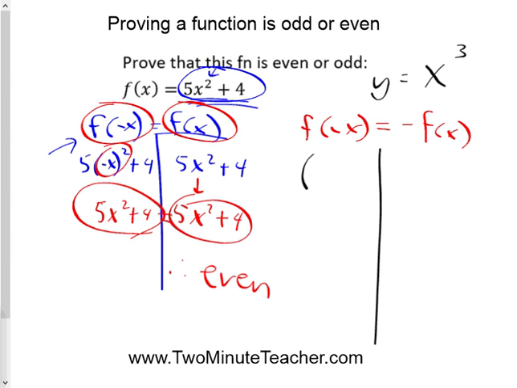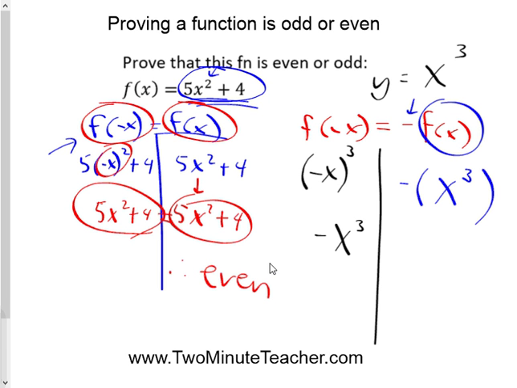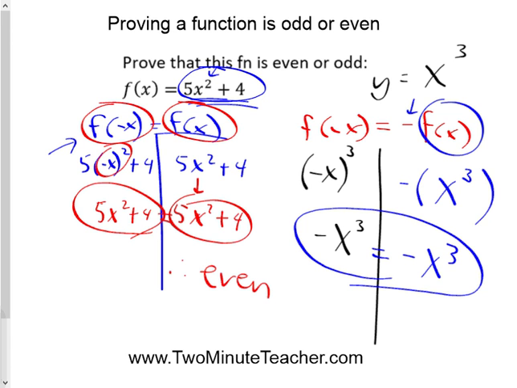So I take my function, which was x to the third. I'm replacing the x with negative x. And then I simplify that down. That comes out to negative x to the third. Then, on the other side, I put the original function f of x, which is x to the third, and then I drop a negative in front of it with parentheses. And then I see, when I simplify that down, that negative x to the third is equal to negative x to the third. These are equal, therefore proving that y equals x to the third is an odd function.